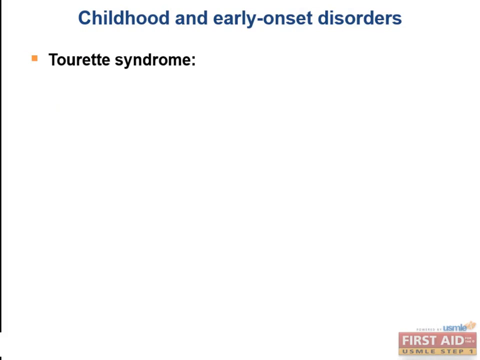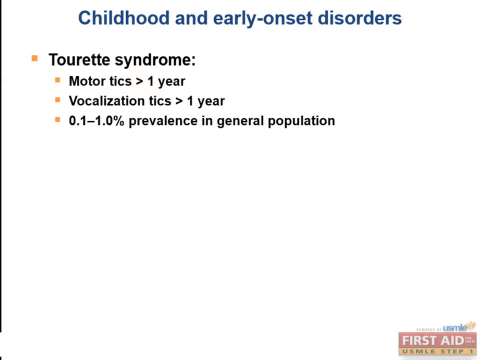Next is a well-known disorder, but often mischaracterized and misrepresented in the media, and that is Tourette syndrome. It's characterized by a sudden, rapid, and recurrent, non-rhythmic, stereotyped motor movement or vocalization called tics. And these sudden, rapid, repetitive, non-rhythmic movements have to persist for more than 1 year to be diagnosed with Tourette syndrome. By most estimates, it affects between 0.1 and 1% of the general population.